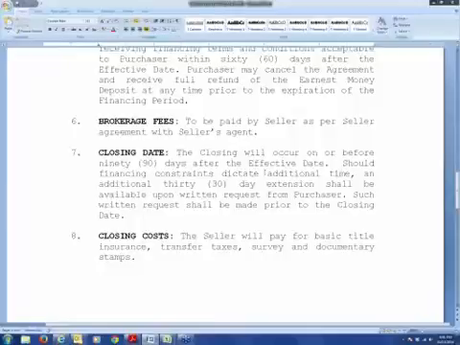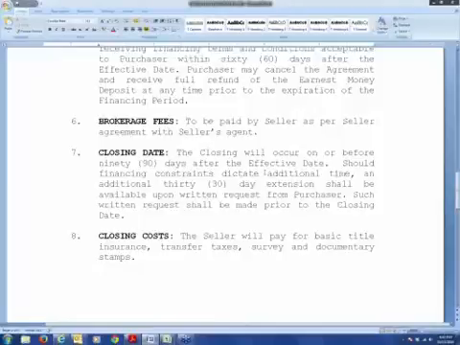I always include this paragraph. Should financing constraints dictate additional time, an additional 30-day extension shall be available when? Well, when I write a request. And such written request shall be made prior to the closing date. Well, what happens if the seller rejects my request? Well, guess what? He can't. He can't. All I have to do is ask for it, and I get it. So that's why it's written that way.